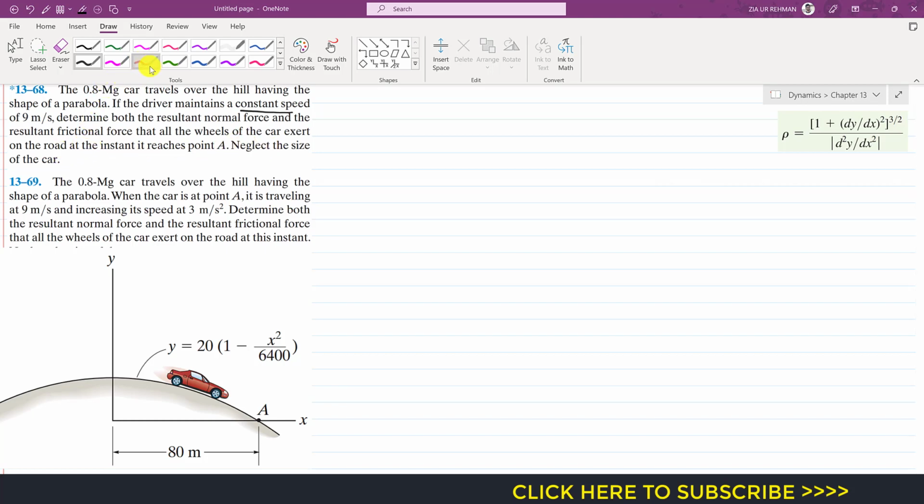So in the first problem statement, it is said that the car is moving with a constant speed. So if it is moving with a constant speed, and if we are solving this problem by using the tangential and normal coordinates, then the tangential acceleration is equal to 0. And in the second problem statement, it said that when the car is at point A, it is traveling at 9 meters per second and increasing its speed at 3 meters per second squared. So now in this particular case, the tangential acceleration is equal to 3 meters per second squared. So this is the only difference in both of these problems, right?